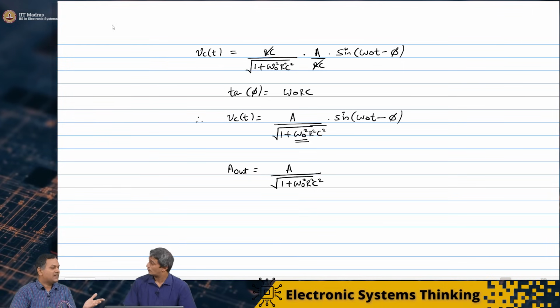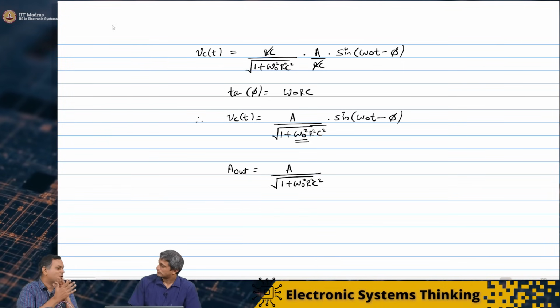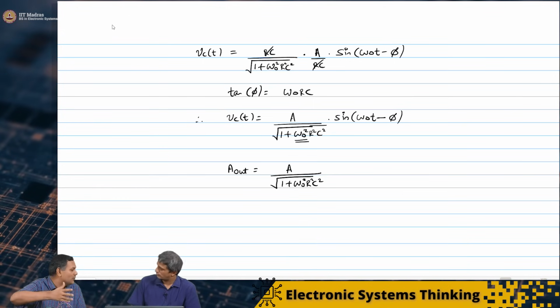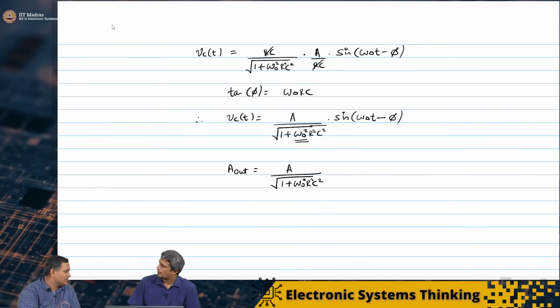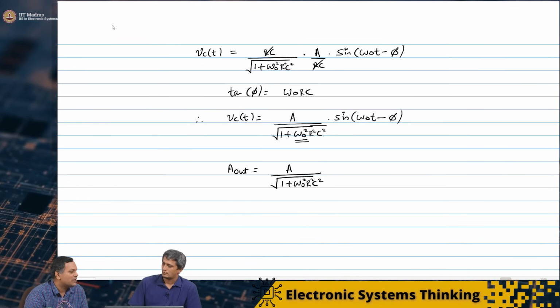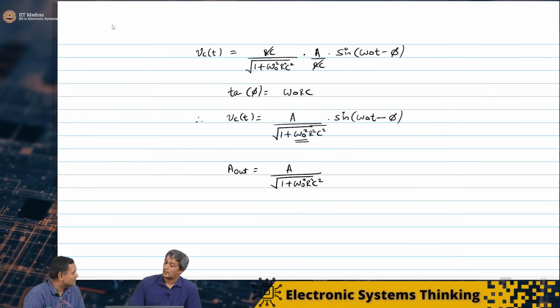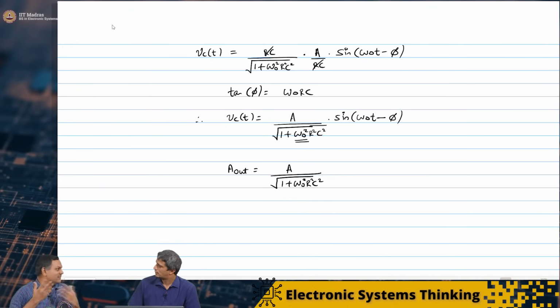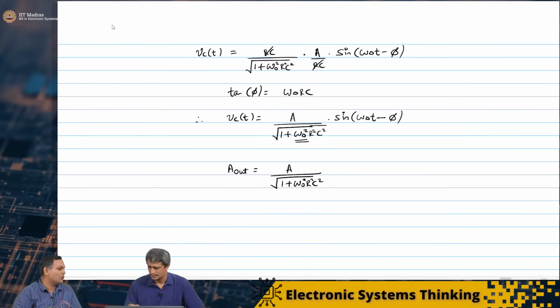So in fact, I am guessing that if I make omega naught quite large, if I make omega naught RC whole squared much larger than 1, then the amplitude should approach A by omega naught RC. And it will go down, not linearly, but as the inverse of omega naught. Yeah, you are right.